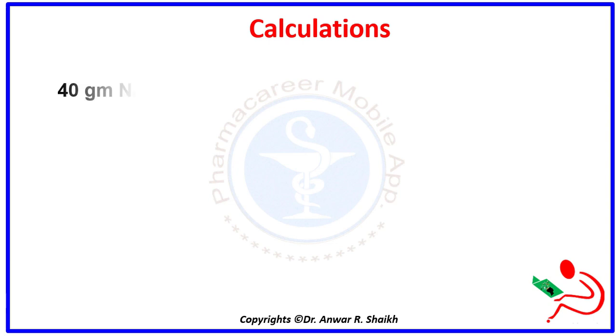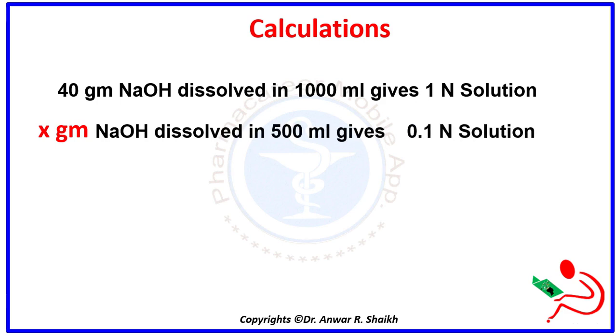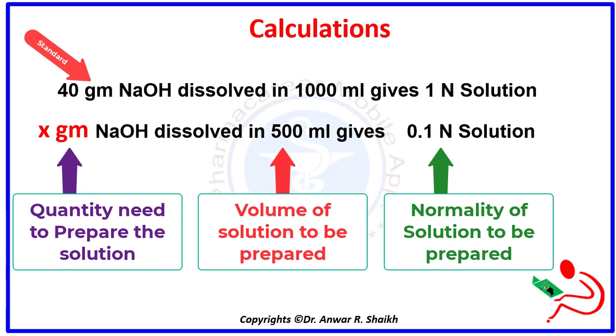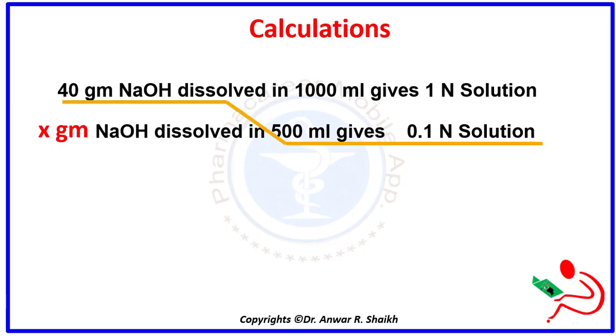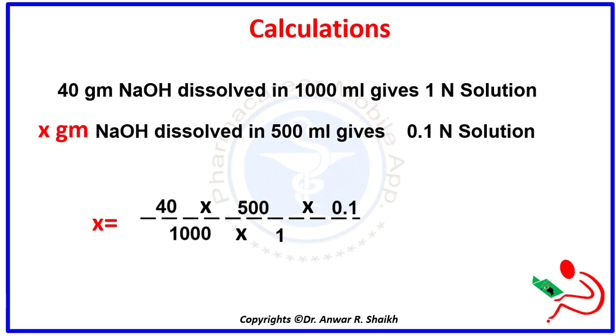We are getting an equation. 40 gram sodium hydroxide dissolved in 1000 milliliters of solvent gives 1 normal solution. So X gram sodium hydroxide dissolved in 500 milliliters of solvent will give 0.1 normal solution of sodium hydroxide, where X is the quantity of sodium hydroxide to be weighed. Solving the above equation to find out the value of X by the cross multiplication method, we get the value of X as 2 gram.